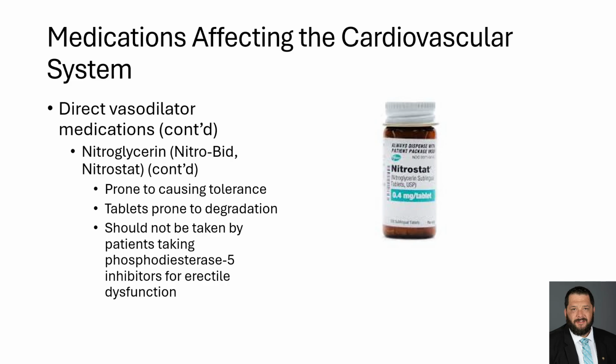Phosphodiesterase 5 inhibitors are a class of erectile dysfunction medications, and it's important that you ask those questions prior to administering nitroglycerin from a reliable historian, either the patient or a family member if the patient is unable to respond, because there's a concomitant effect of blood pressure reduction on patients taking those medications along with nitroglycerin.